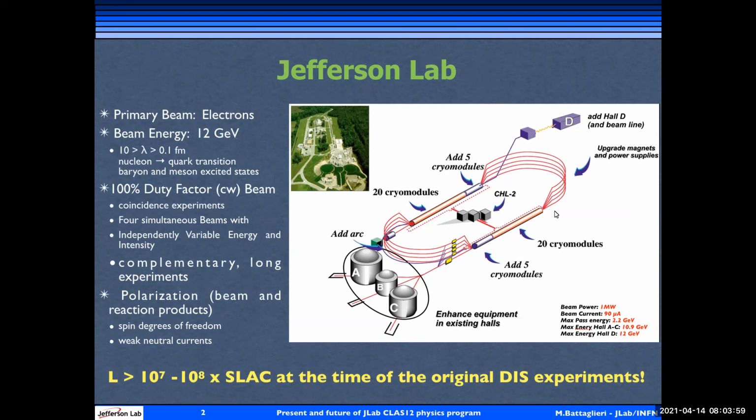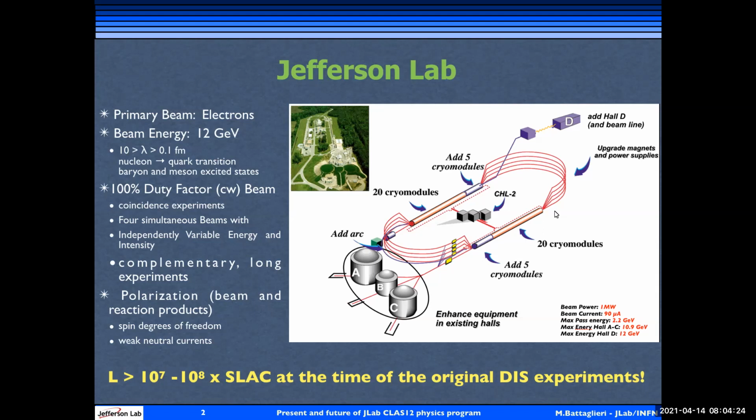Just to give you a sense, the luminosity we reach routinely is in the range of 10 million to 100 million times the luminosity originally used at SLAC for the first DIS measurement. So it's a new physics program based on, let's say, old physics, but done in a very modern way.